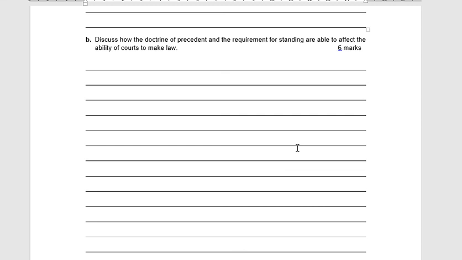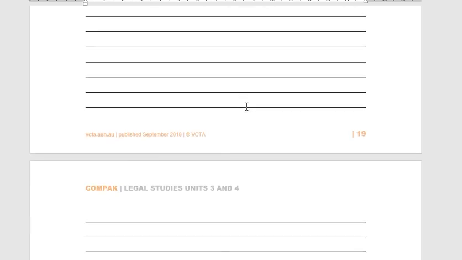Discuss how the doctrine of precedent and the requirement for standing are able to affect the ability of courts to make law. Okay, so again, I can break this into 2 parts, 3 marks for each part. Discuss the doctrine of precedent and how that affects the ability of the courts to make law, and discuss the requirement of standing and its effect on the ability of the courts to make law. Okay, I think that's going to be the end.